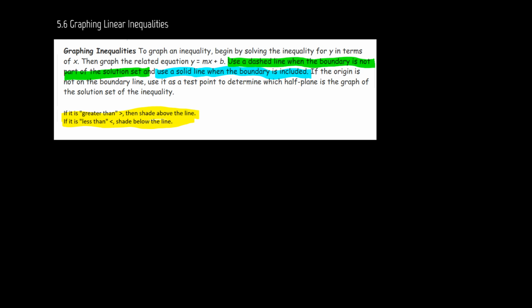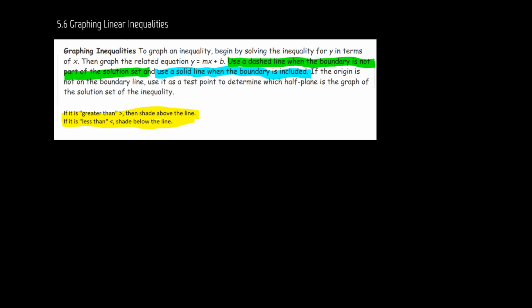If the origin is not on the boundary line, you can use it as a test point to determine which half plane is the graph of the solution set. So if it's greater than or equal to, then you shade above the line. If it's less than or equal to, you shade below the line.